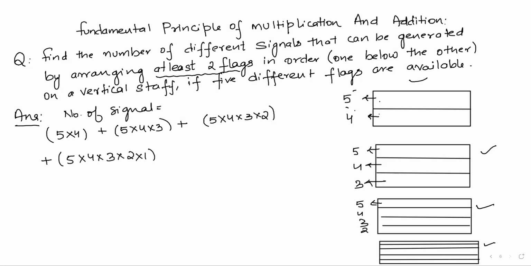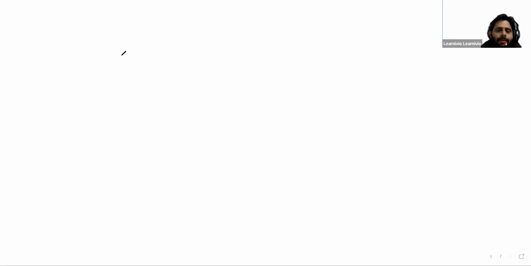Now we will start the next topic, that is permutation. Now we will do the formula of permutation. We have found the total number of arrangements by using the direct method. Now we will use a formula of permutation. So what is permutation? This is actually arrangement.